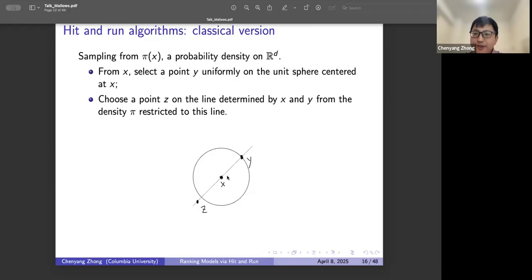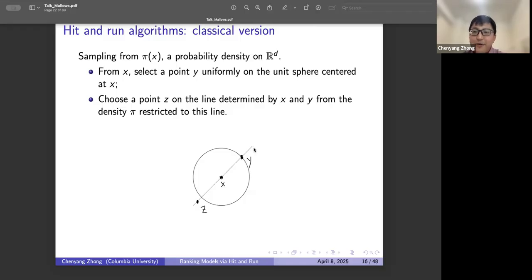Here is a two-dimensional example. We start from x and consider the unit sphere around x, and we just draw a point y uniformly on this sphere. This determines a line that connects x and y. The second step of hit and run is to pick a point z on the line determined by x and y, and the distribution of this point z follows from the conditional density of the original density when restricted to this particular line.